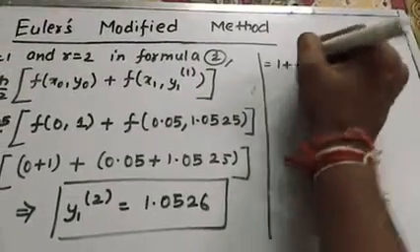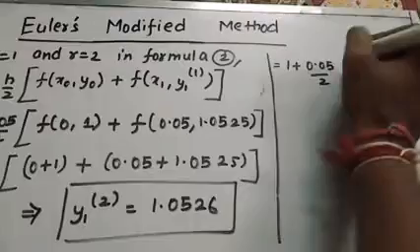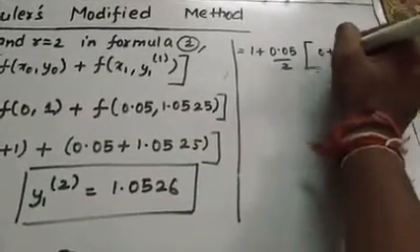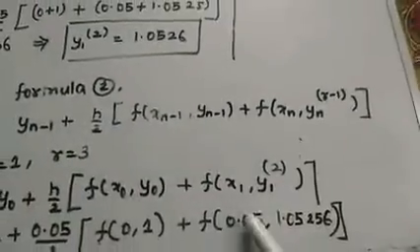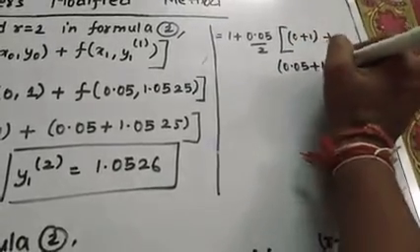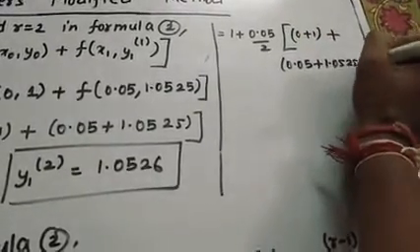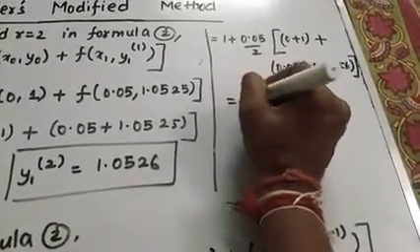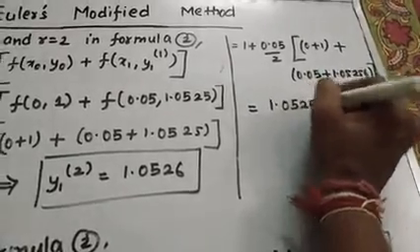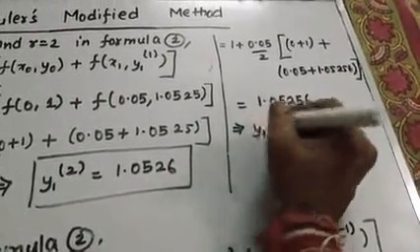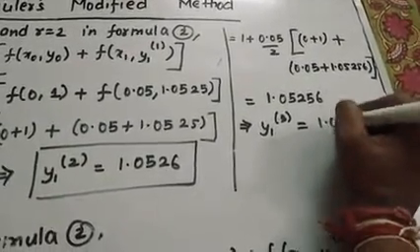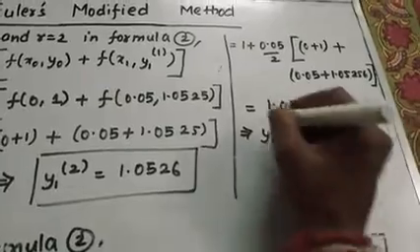So 0.05 divided by 2. Now the function here adds, that means 0 plus 1 plus, now adding this, 0.05 plus 1.05256. So after adding these, you will get 1.05256. So finally your y1 at modification stage 3 is, if you do the 4 decimal approximation, 1.0526.